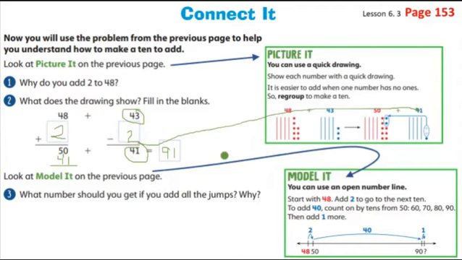It says here, what number should you get if you add all the jumps and why? What do you think that would be? Well, it's the number that you land on when you're done. So 48, and you add 2 to that jump is 50. You add our 5 tens, you add 4 tens, which is 90 or 9 tens, and then you add 1 more, and that equals 91. I'm going to put this over here, 91. So when you add it all in succession, you're going to get the same answer.